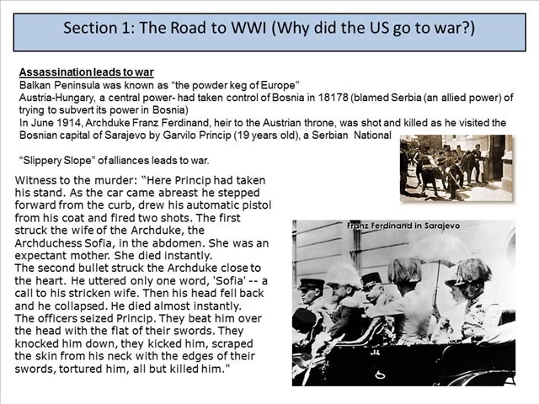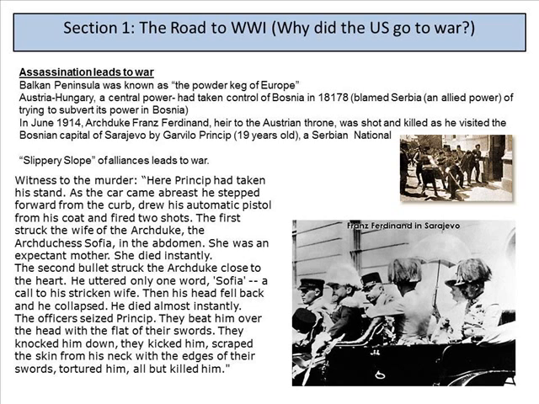In June 1914, Archduke Franz Ferdinand, heir to the Austrian throne, was shot and killed as he visited the Bosnian capital of Sarajevo by Gavrilo Princip, 19 years old. You will soon be that age. And he killed a national leader. Well, a soon-to-be national leader. So the slippery slope of alliances also leads to war.